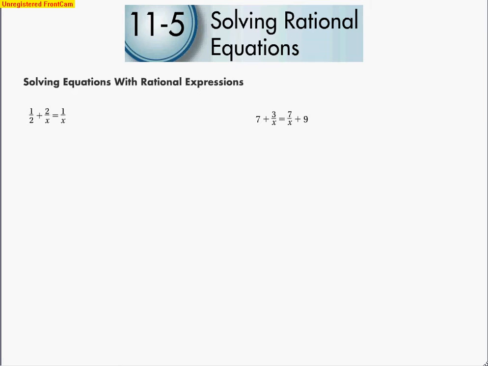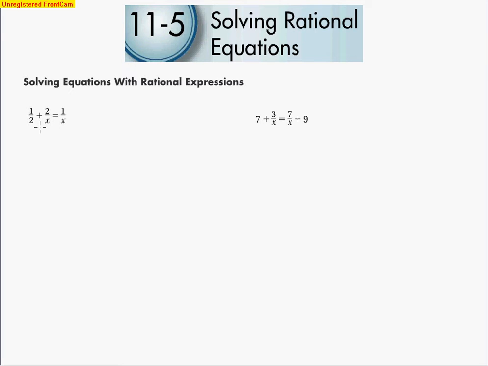This is the tutorial for Chapter 11, Section 5, titled Solving Rational Equations. Let's take a look at our first problem here. What we're trying to do is take this rational equation. It's rational because we've got some fractions with variables in there. We're trying to solve for x.